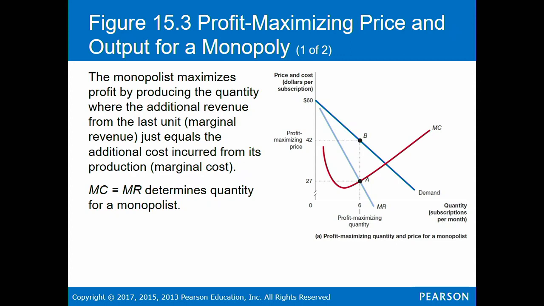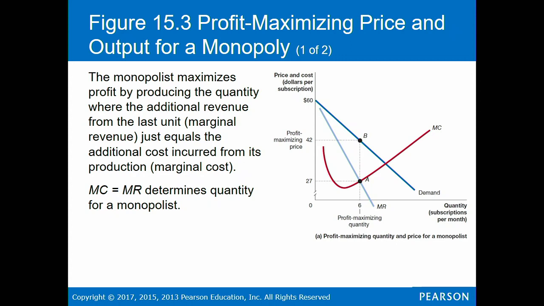Now, in a perfectly competitive market, that would be the price they would sell at, where the marginal revenue equals the marginal cost, because the marginal revenue curve was the demand curve. In this case, the demand curve is above the marginal revenue curve. The demand curve is up here. So that's what consumers are willing and able to pay.